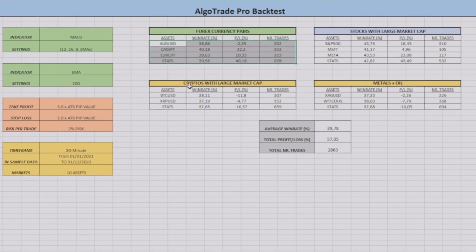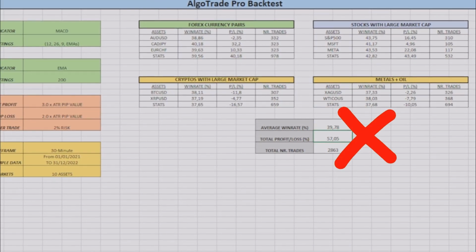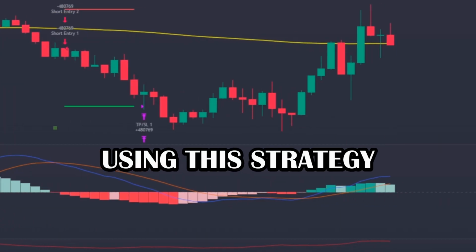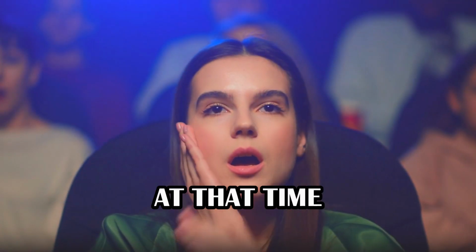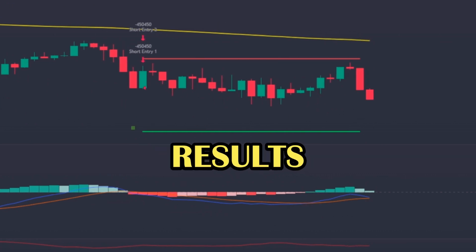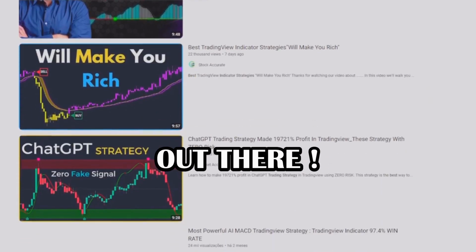Here you can see some of the strategy's results. It was slightly profitable, but I didn't consider this strategy efficient. As I said in the MACD video, I don't advise using this strategy like this. At that time, there were many of you who were shocked. But I just revealed the real and proven results of this strategy, which is supposedly one of the best strategies out there.